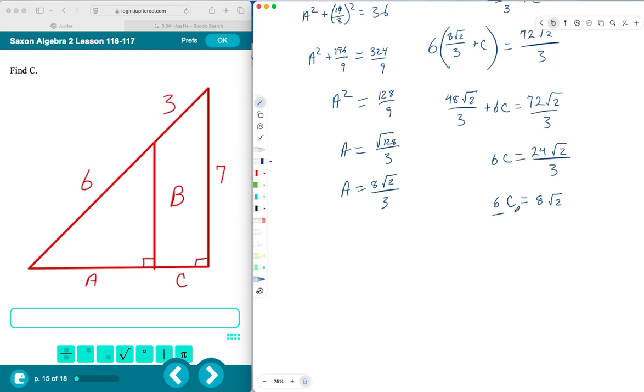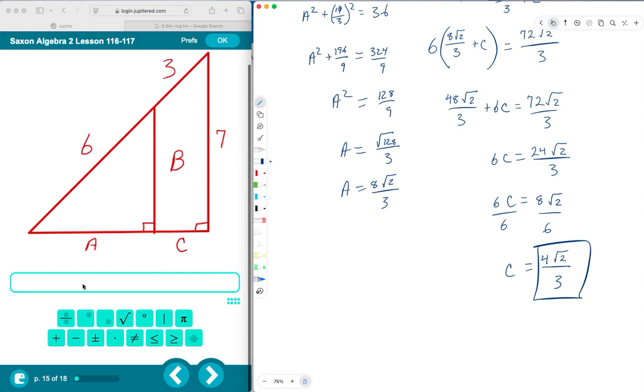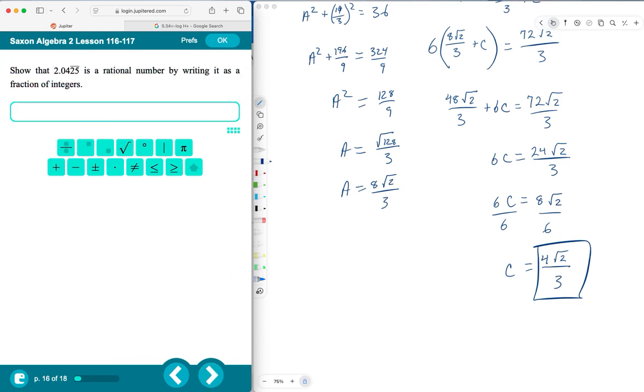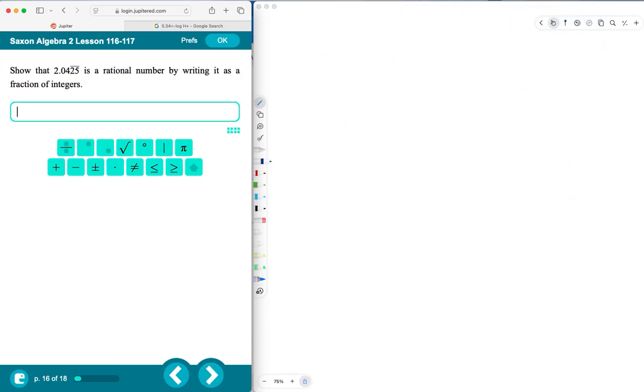Now I'm going to divide both sides by 6. 8 and 6 are both divisible by 2. 4 times the square root of 2 over 3 is the value of C, and that is correct. All right, and you would enter it just exactly like that. Fraction, 4 square root of 2, over 3. Correct. All right. Number 16, we're almost there.